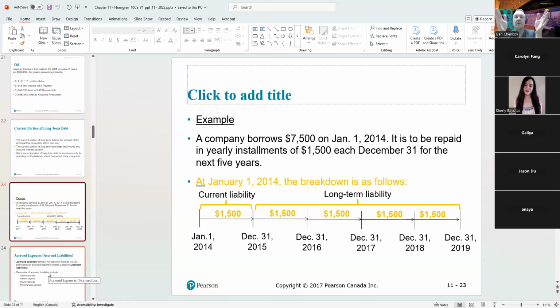Only for the liability, we show the current liability and the long-term liability. But that will be only when we have a long-term liability. On the long-term liability, we always have to show the current portion and the long-term portion. Keep that in mind, please.